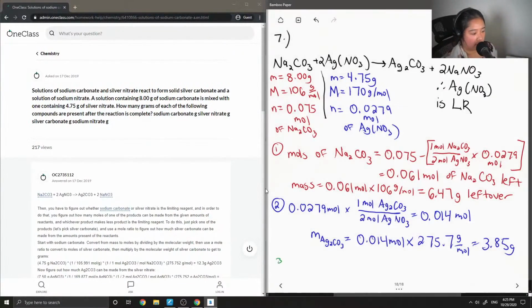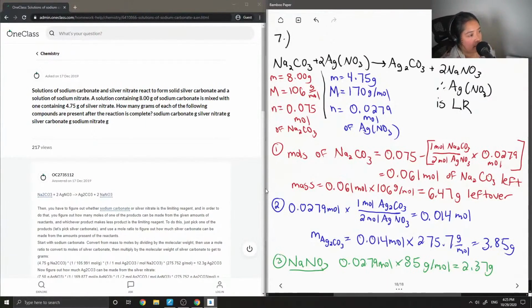So now let's look at sodium nitrate. You can see that they react in a 2:2 molar ratio, so the number of moles are going to stay the same. So I'm just going to write 0.0279 moles and multiply it by the molar mass of sodium nitrate, which is 85 grams per mole. And we end up with 2.37 grams.